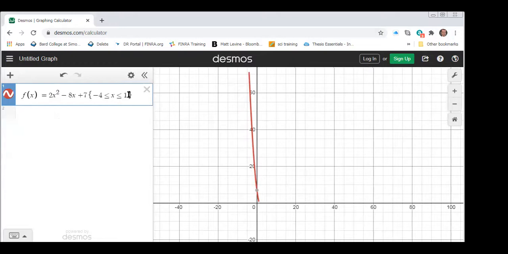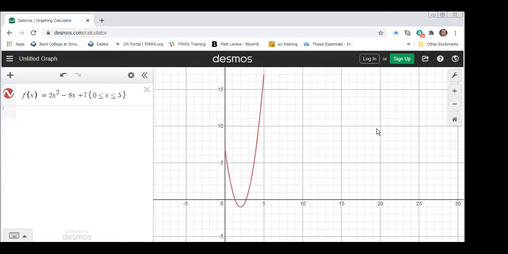The other interval I picked was 0 to 5, so 0 less than or equal to x less than or equal to 5. Here, zoom in a little bit, you can see the two endpoints. One of them is definitely bigger, and the minimum is at the actual vertex of the parabola.